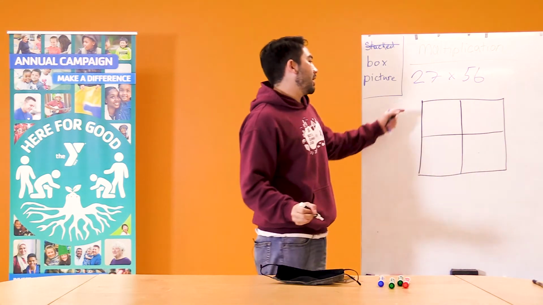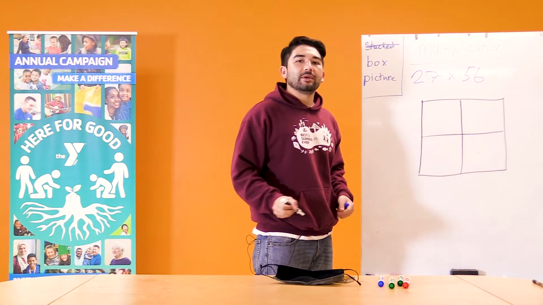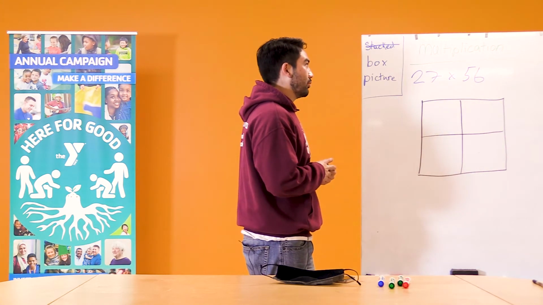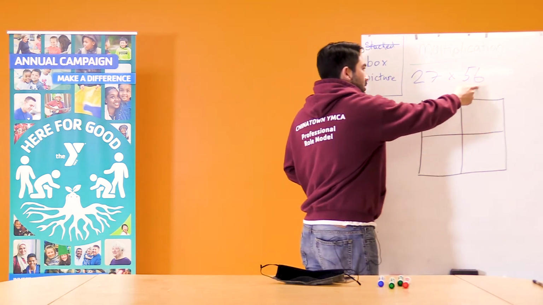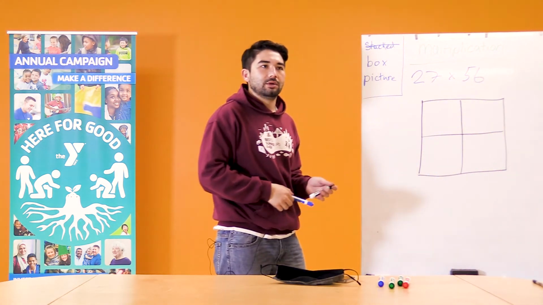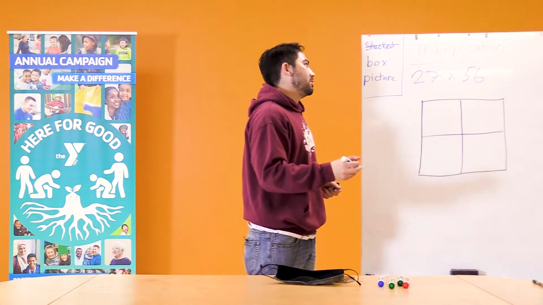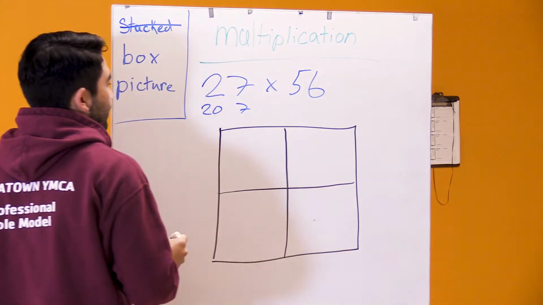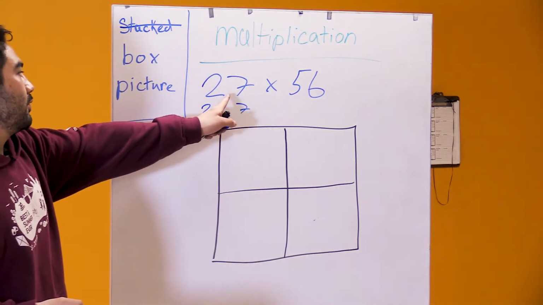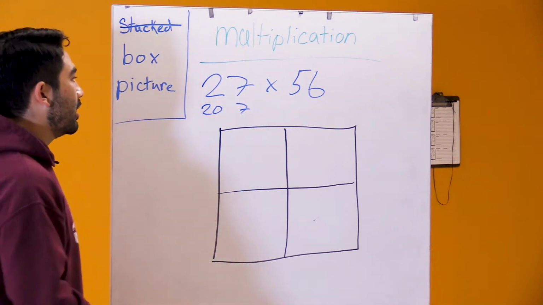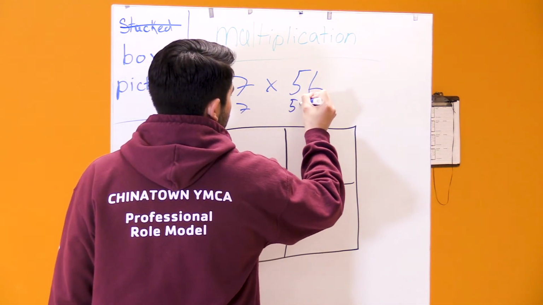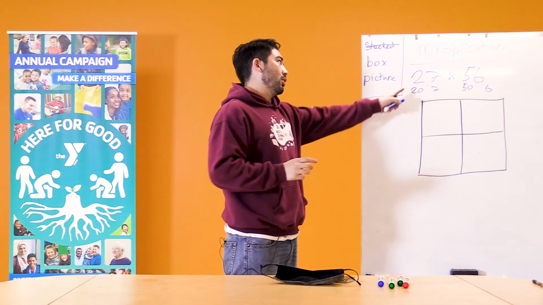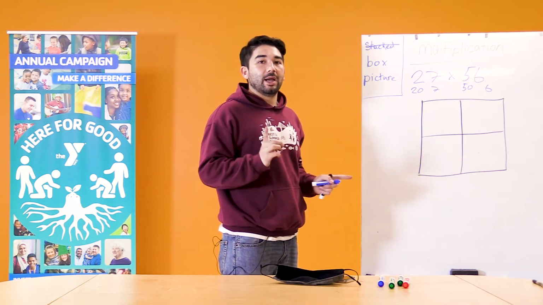So I just made a box and then split it into 4 by just putting a big old cross in the middle. So what we need to do now is break apart our numbers into something that's a little bit more manageable. So we're going to break them apart into place value. So 27 is going to turn into 20 and 7. 56 is going to turn into 50 and 6.